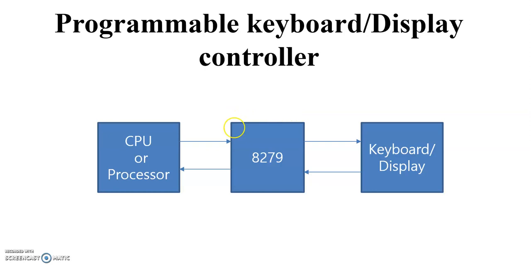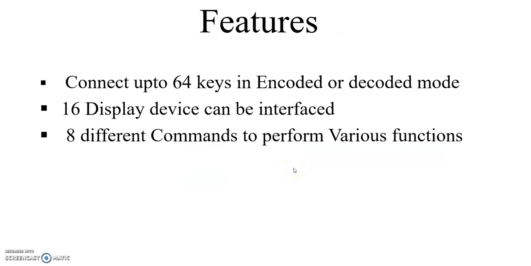The 8279 scans the keyboard and identifies if any one of the keys has been pressed. If a key is pressed on the keyboard, then it sends the response to the CPU. These are all the functions of the 8279 programmable keyboard display controller. Next we will move on to some of the features of 8279.